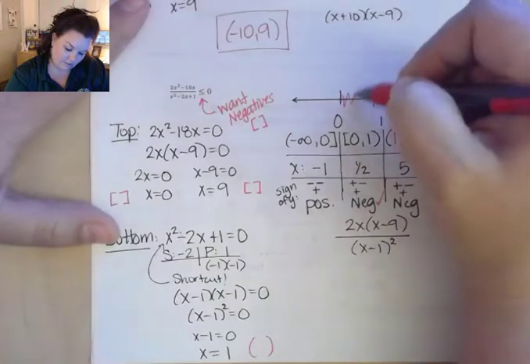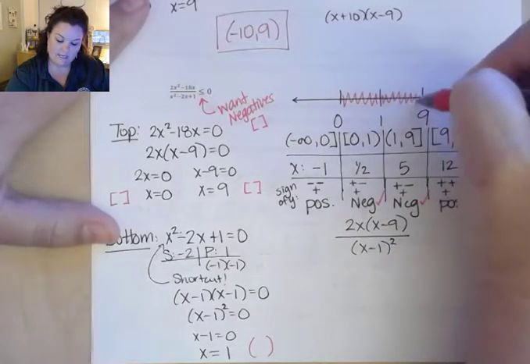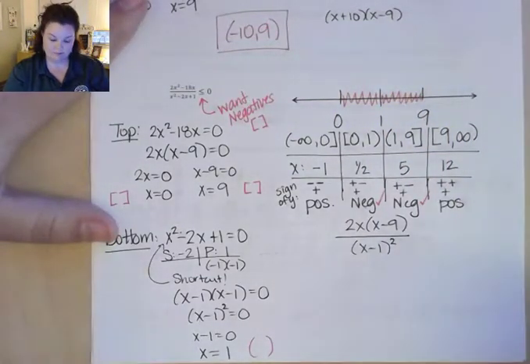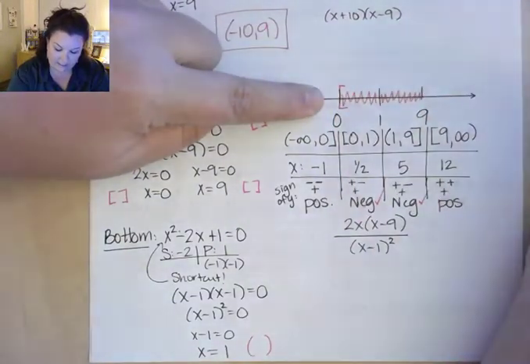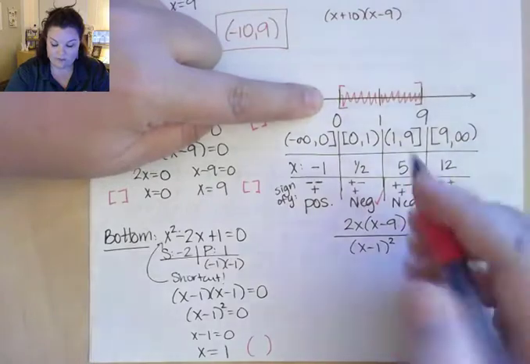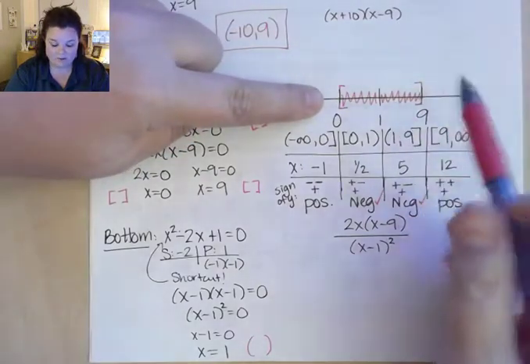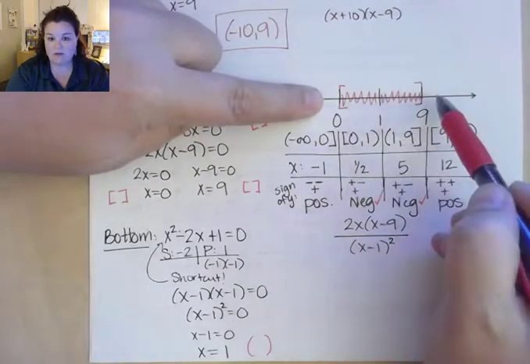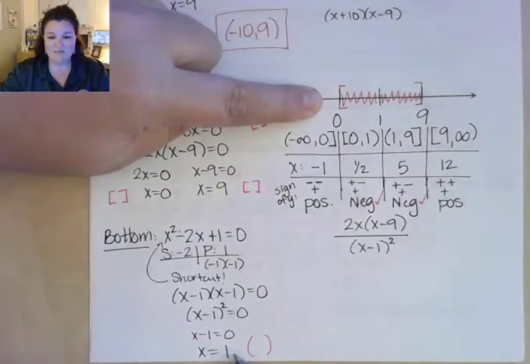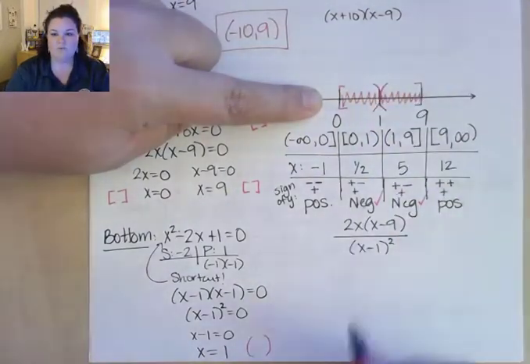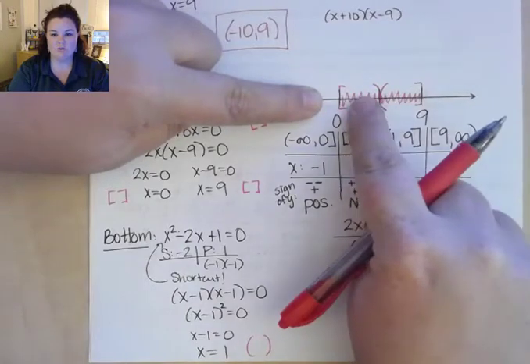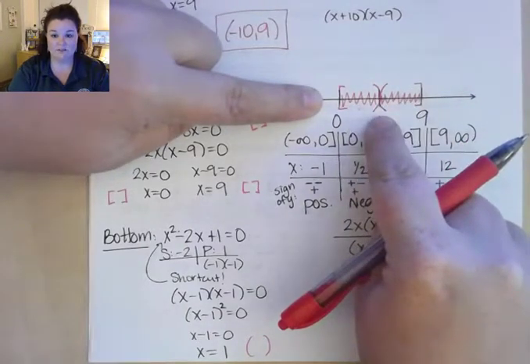So I want from 0 to 1 and from 1 to 9, and then I just need to check my symbols. 0 is included because it came from the top, so I have a bracket. 9 was also included, but notice 1 isn't. So even though it kind of looks like I could just shade right across, because my 1 came from the denominator and the denominator does not include zeros, we have to go ahead and put those parentheses in there to show that these are 2 separate intervals and that 1 is not included.